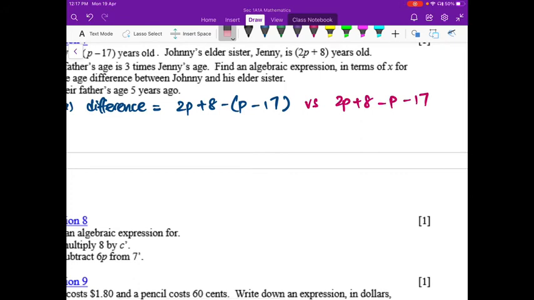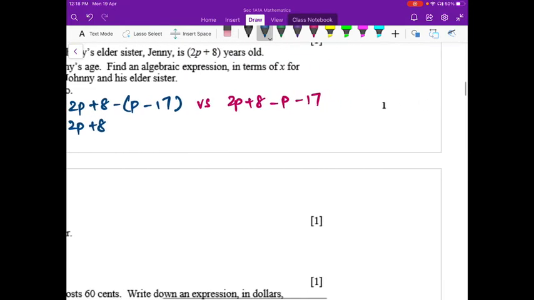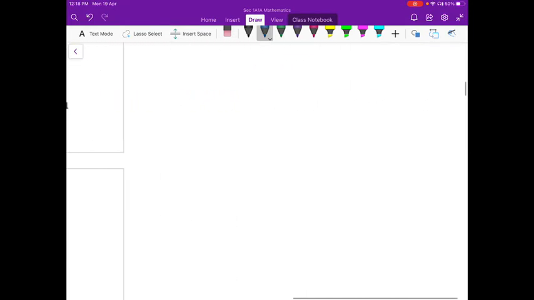What is the answer? In blue. 2p plus 8, we cannot do anything yet. Plus 8. Now, minus p minus 17. Do you know what that means? What does it mean? So, we have done expansion, right? Did I teach you how to take out the bracket? No.